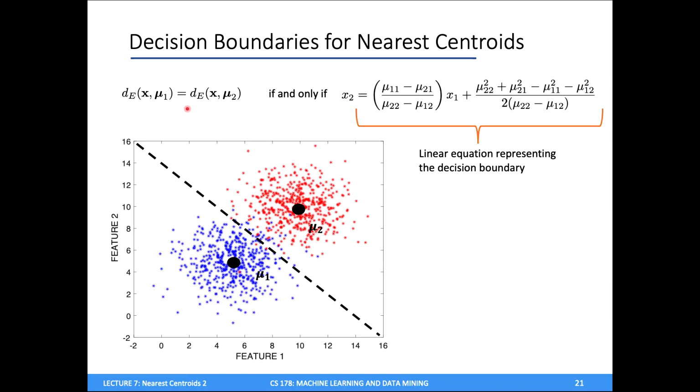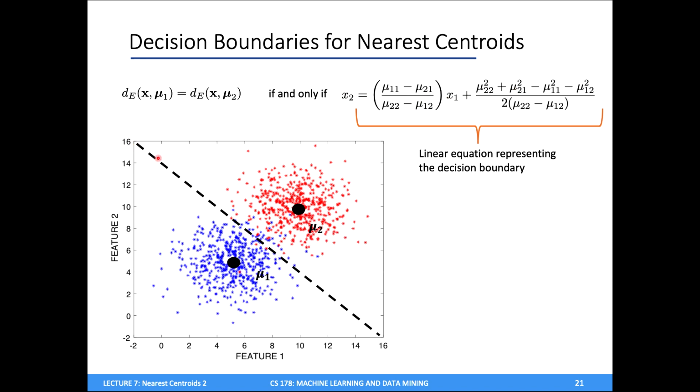But what this means is that the distance between x and the first centroid is the same as the distance between x and the second centroid only if the coordinates of x satisfy this equation. So x2 is some constant times x1 plus another constant. This is exactly a linear equation, right? It's x2 equals slope times x1 plus bias.